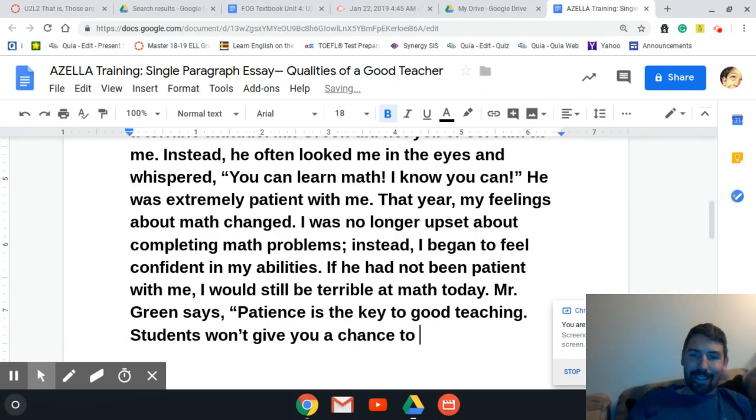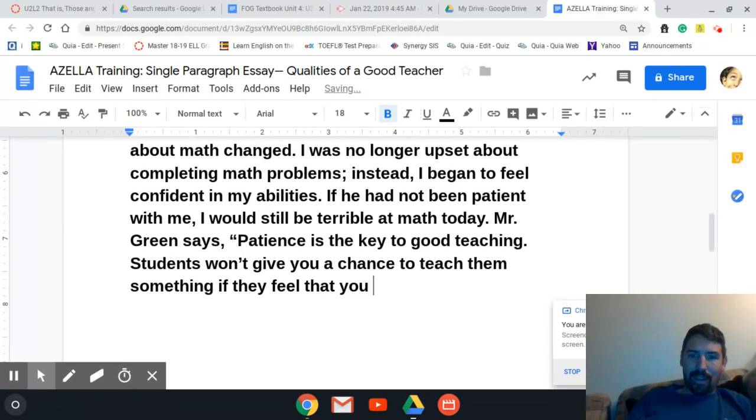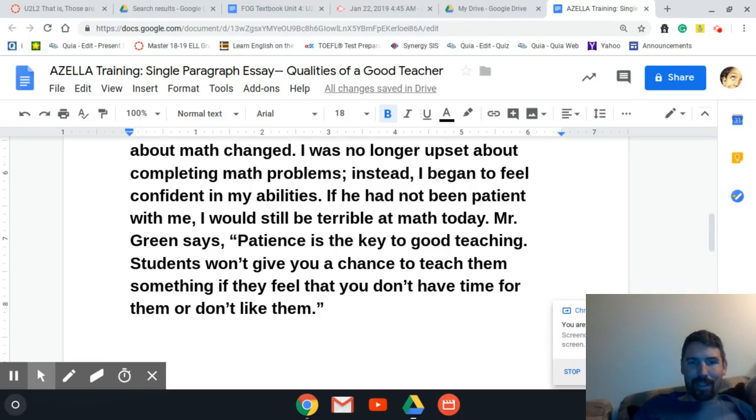Students won't give you a chance to teach them something if they feel that you don't have time for them or don't like them. Right? When you're patient for someone, you're showing that you like the person, right? When you're impatient, you're kind of showing, hey, I don't have time for you. I don't like you. Okay.